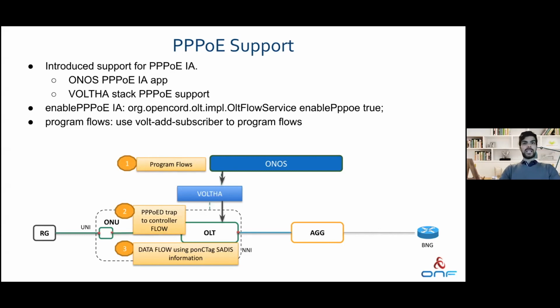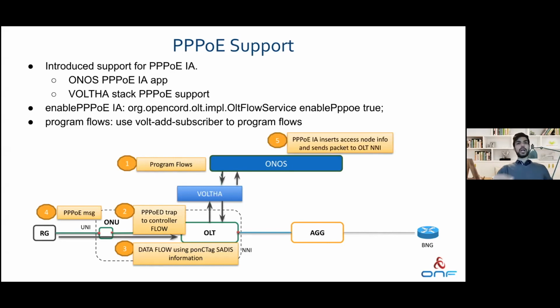And that flow is programmed via the c-tag and s-tag status information of that subscriber. Then a PPPoE message arrives from the RG. That message is then sent all the way across the stack to ONOS. Then the PPPoE intermediate application inserts the access node information and sends the packet all the way down to the OLT NNI.